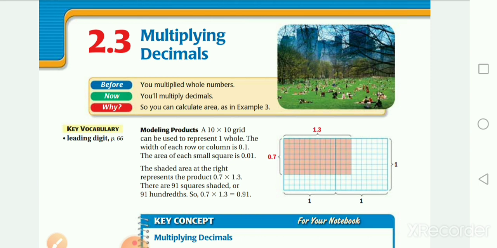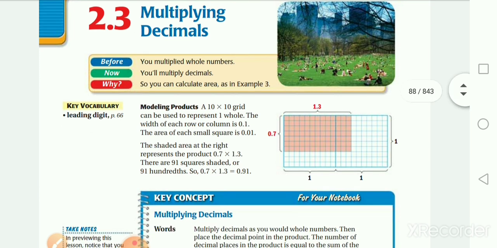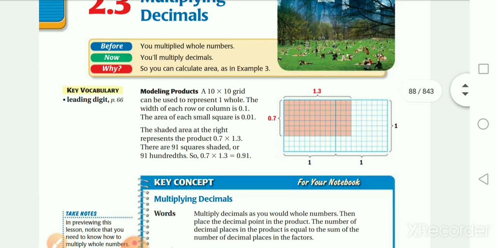You multiplied whole numbers before, and now you'll multiply decimals so you can calculate area, as in example 3. Modeling products: I have here a model. A 10 times 10 grid can be used to represent one whole. The width of each row or column is 0.1, as you see. The area of each small square is 0.01.